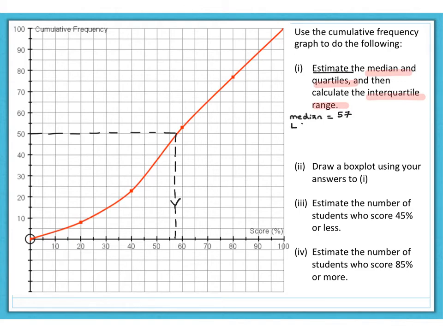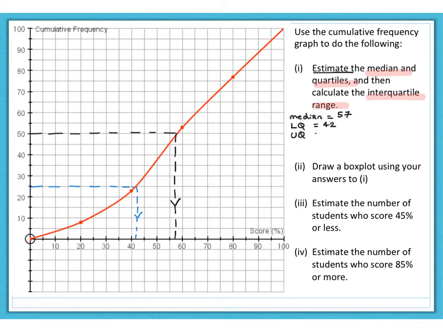Now, my lower quartile, again, because there were 100 items of data, it's quite easy. I can find my 25th value, go along to the graph, go down like that, and again, I've got to estimate a little bit, but I think the lower quartile is going to be about 42.